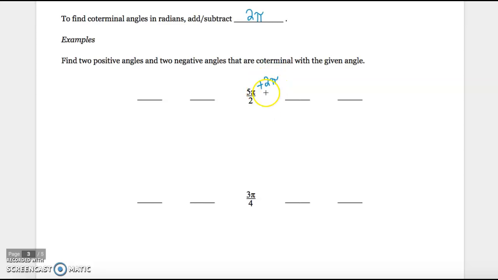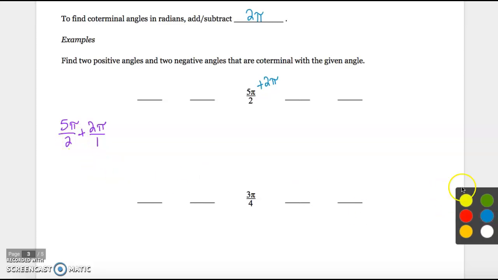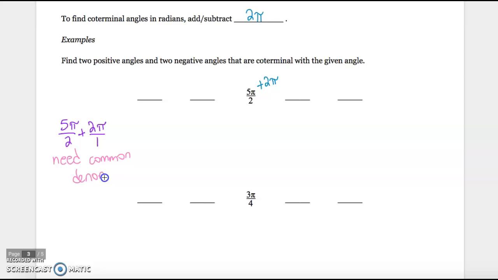The problem is that I can't take 5 pi over 2 and then just willy-nilly add 2 pi to it. Technically, secretly, this 2 pi is over 1, and what do you need to happen in order for us to be able to add fractions? What needs to be occurring? Well, there needs to be a common denominator, and right now there's not a common denominator. And so to fix that, let's write ourselves a little note: need common denominator, or denom.